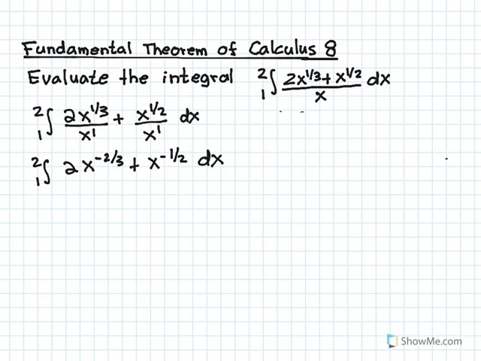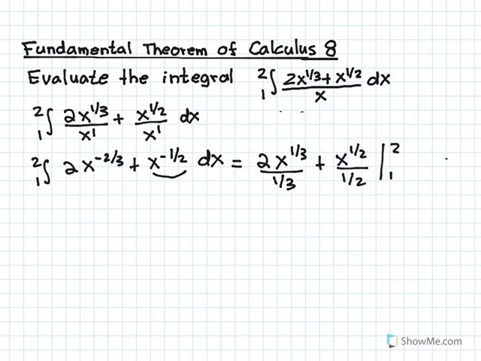Now we'll reverse the power rule and integrate term by term. We're going to get 2x^(-2/3 + 1), which is x^(1/3), divided by 1/3, plus the integral of x^(-1/2). Add 1 to the exponent and divide by the same number. We get x^(1/2) divided by 1/2, evaluated from 1 to 2. We just applied the fundamental theorem of calculus. Let's simplify further. We get 6x^(1/3) plus 2x^(1/2) evaluated from 1 to 2.